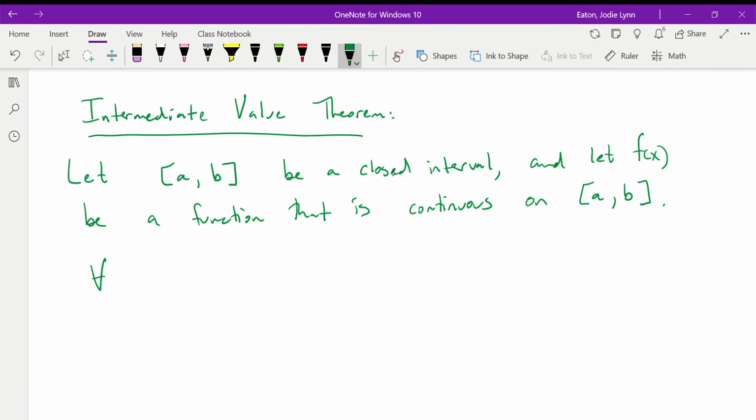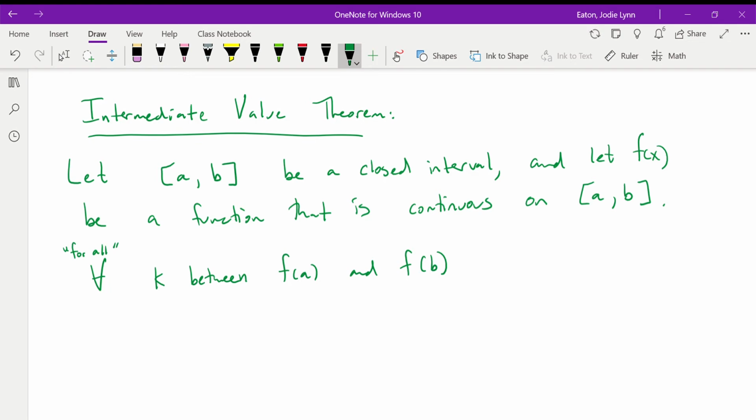For all k. Remember that little upside down A means for all, and we're going to keep using that formal notation so that you can start to get used to it, because university professors will use it and not always explain it. So for all k between f of a and f of b, so the y values. We're not writing this using interval notation because we don't necessarily know if f of a is greater than f of b or not.